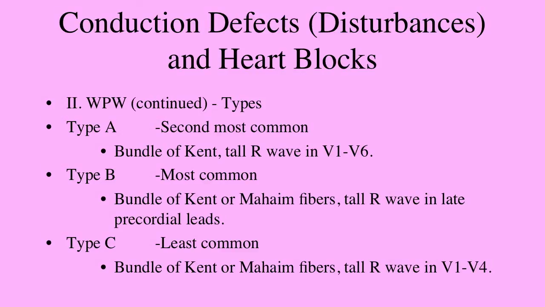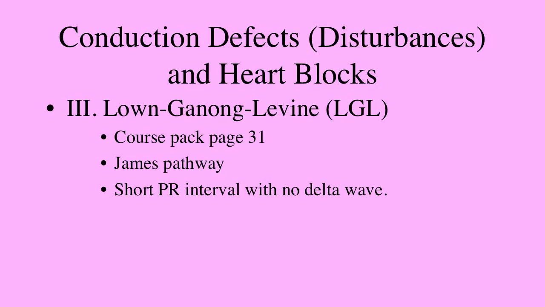If we go to the next slide, this is a conduction defect that is similar to WPW, and it's called Lown-Ganong-Levine, LGL. Most people just say LGL. This is shown very well on page 31 in the course pack. There's an EKG at the top that shows a couple of rhythm strips that have LGL, and then a couple of examples at the bottom. They're maybe a little bit cleaner to see also.